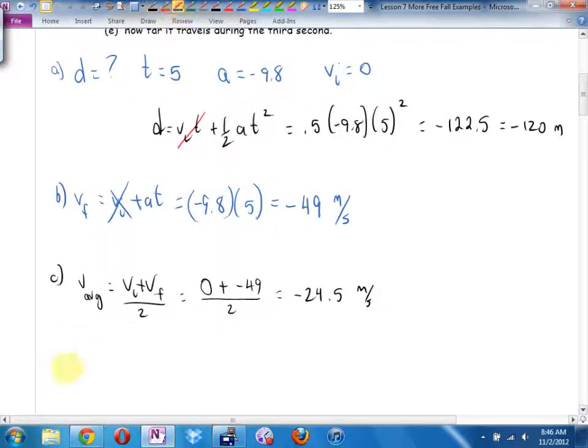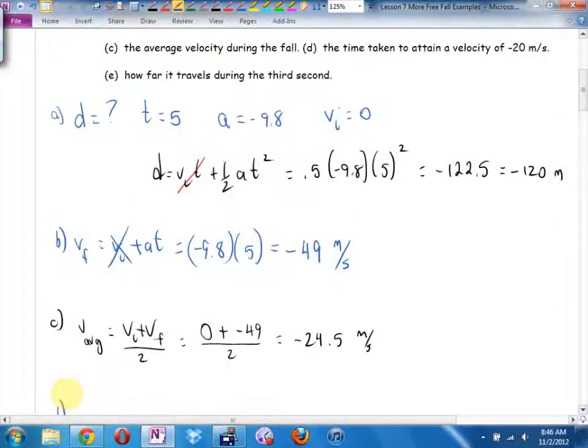This is a new one. How fast did it start? What was its initial velocity, Perry? 0. What was its final impact velocity? Answer B. Which means somewhere along the way it was going -20 meters per second.